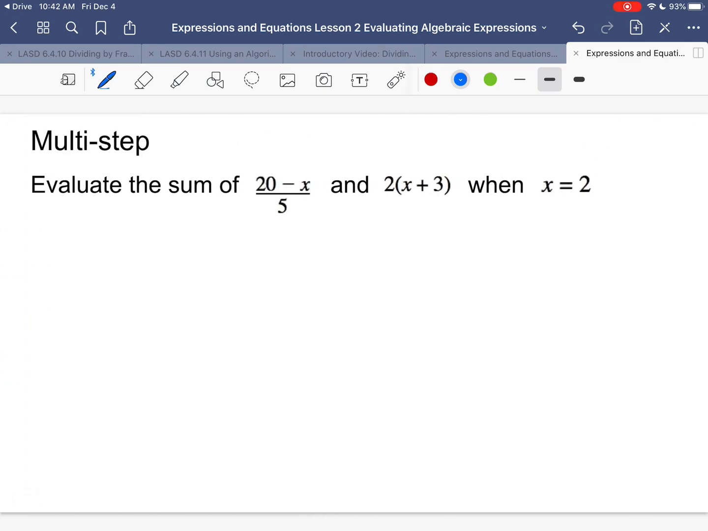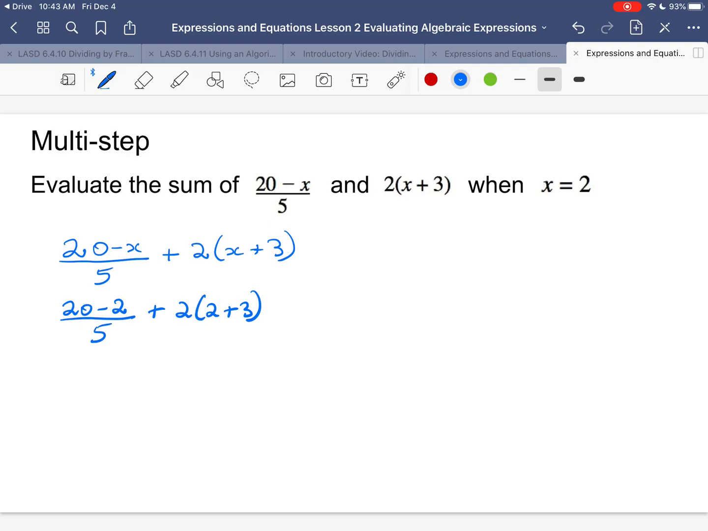Sometimes you'll have multi-step expressions. So here we're asked for the sum of these two parts. So we will have 20 minus x over 5 plus 2 times x plus 3. So we'll substitute 2 for x. So we will have 20 minus 2 over 5 plus 2 times 2 plus 3. 20 minus 2 is 18 over 5, plus 2 times 2 plus 3 is 5.